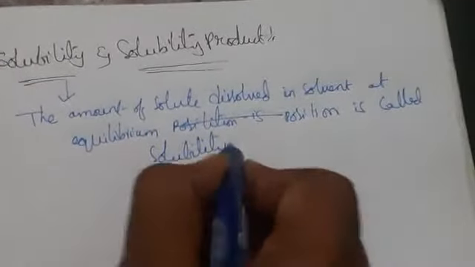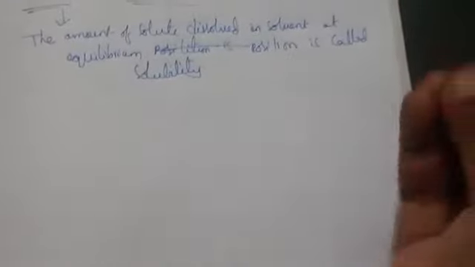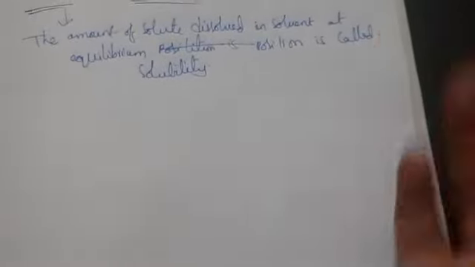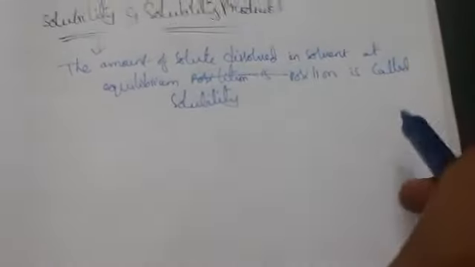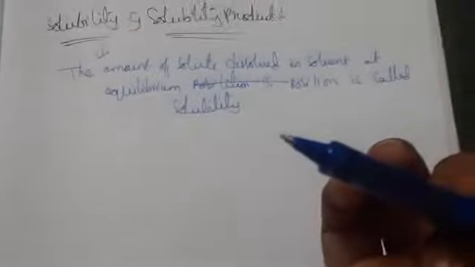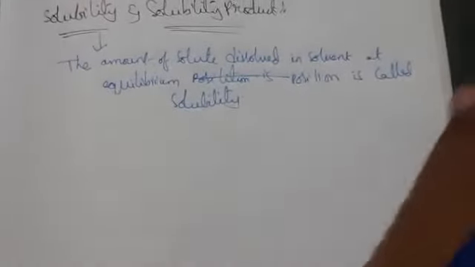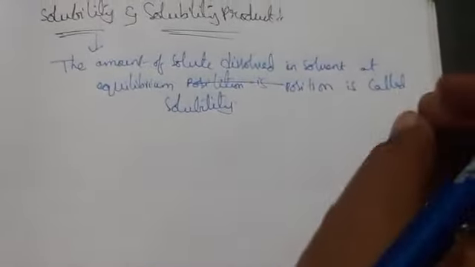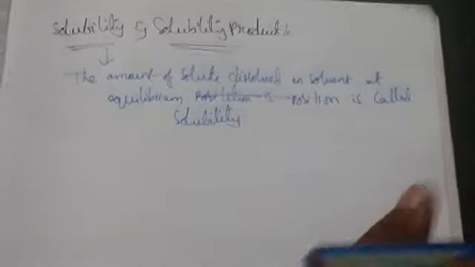So if you add some salt, it is soluble. Again you add salt, it is soluble. Again you add salt, it is soluble. Like that you go on adding the salt, then what happens? It is not going to dissolve. Those types of things we call solubility. So however much quantity you take, it should be dissolved in the solvent at equilibrium.